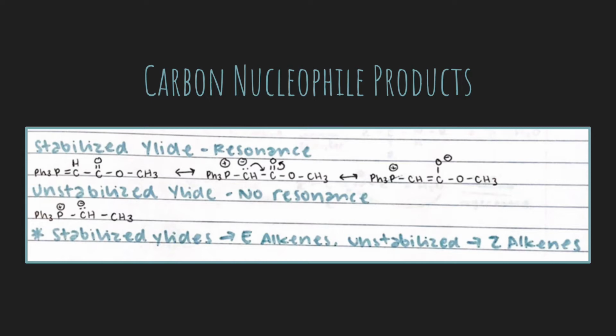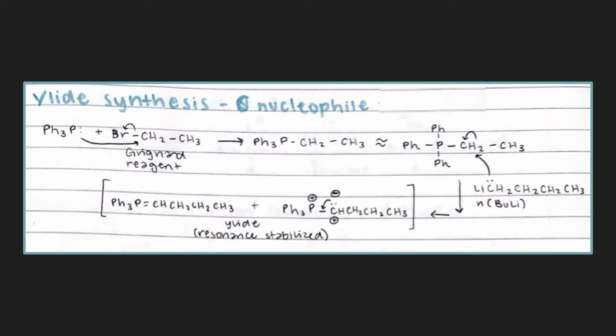Ylides with a resonance form are considered stabilized, just as a lot of molecules are more stabilized with a resonance form. You're typically going to see that with ylides containing a carbonyl, there's going to be a resonance structure, and that's because that C=O bond can be manipulated. Ylides without a resonance form are considered unstabilized. For stabilized ylides, you'll find E alkenes, and for those that are unstabilized, they'll be Z alkenes.